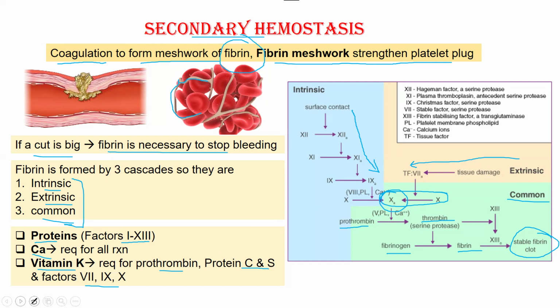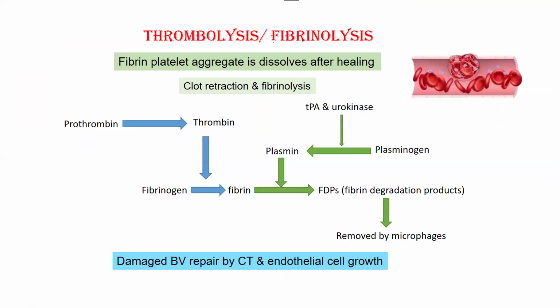So basically, in hemostasis, 3 main things have happened. Number 1 was vasoconstriction, number 2 was primary platelet plug, and number 3 was this fibrin meshwork, that is the secondary platelet plug. So you should remember that these 3 main things have happened till now. Then the next step we have is thrombolysis or fibrinolysis. In this process, the fibrin platelet aggregate is dissolved after healing.